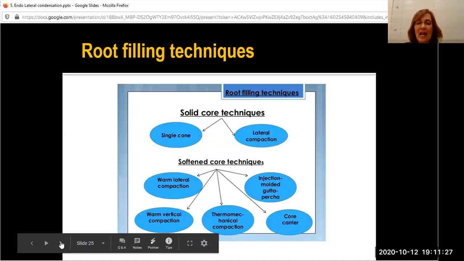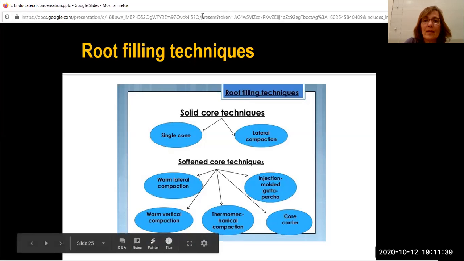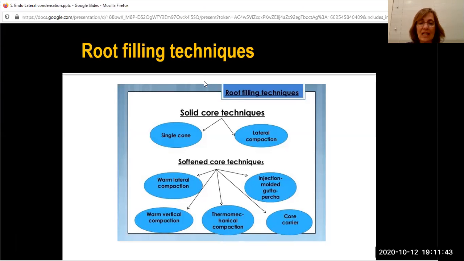So here we have the areas that are going to determine what you are going to use. So here we have the solid core technique and the softened core technique. With a solid core technique, you have a single cone and you have lateral compaction. And this is when you are using the cold lateral condensation, as I term it, with a sealer.